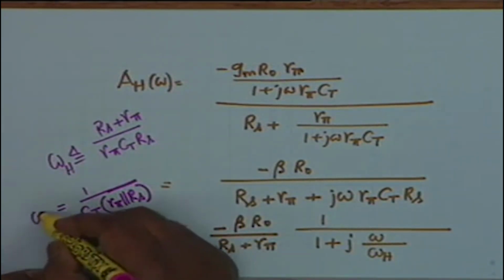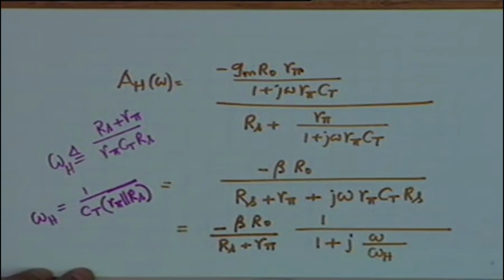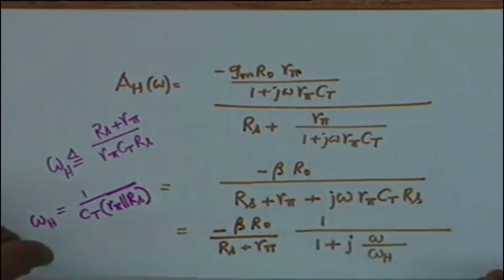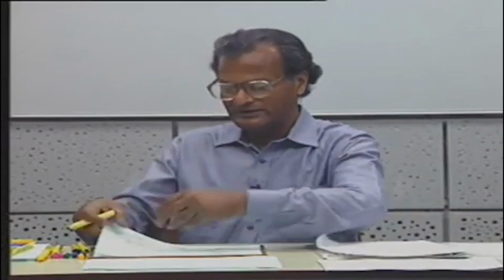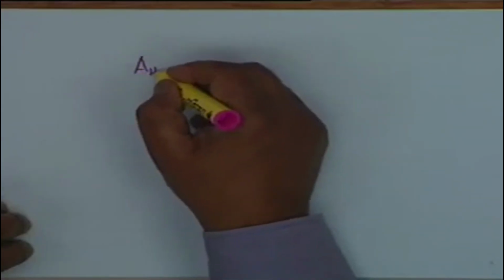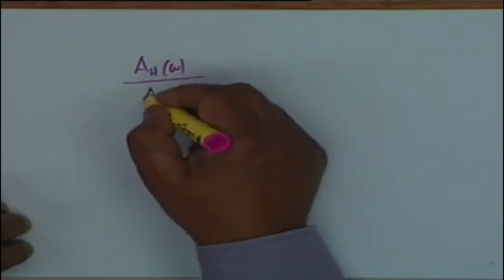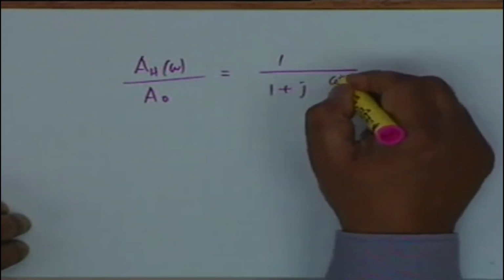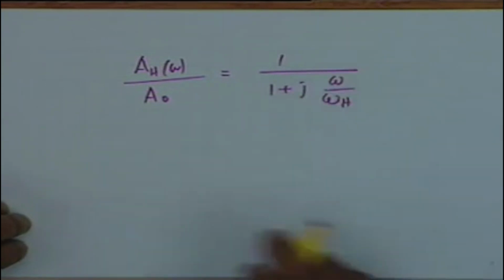This therefore is the high frequency 3 dB point. At omega equal to omega h, the gain becomes 1 by root 2 times the value at midband. That is my normalized gain. My normalized gain now, AH omega divided by A0 becomes simply equal to 1 over 1 plus j omega by omega h.